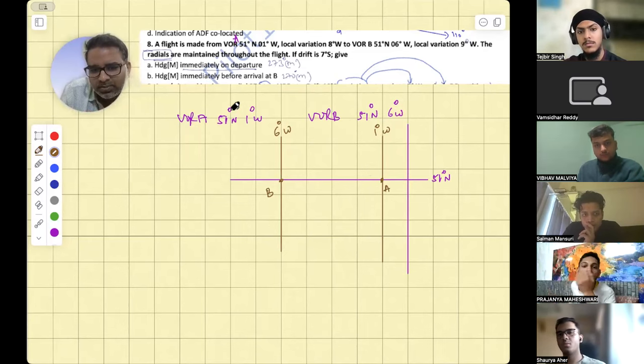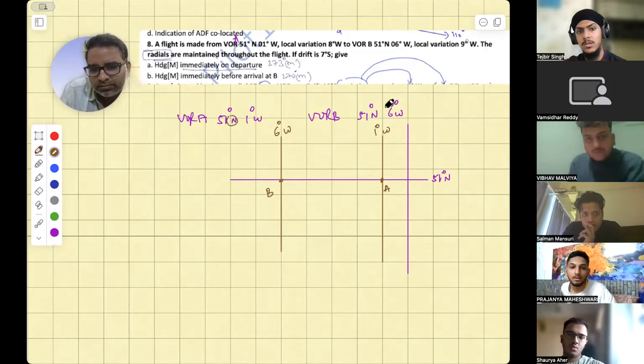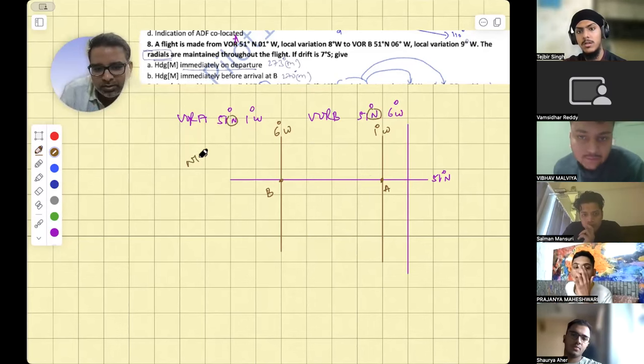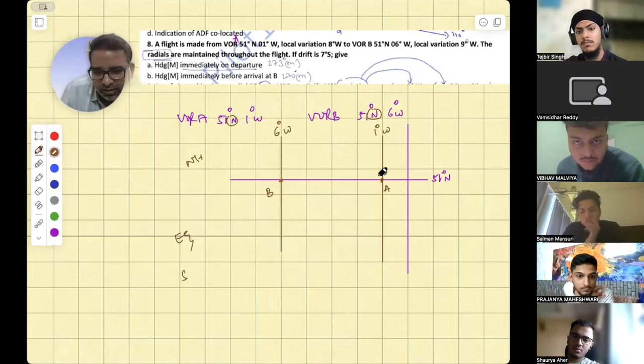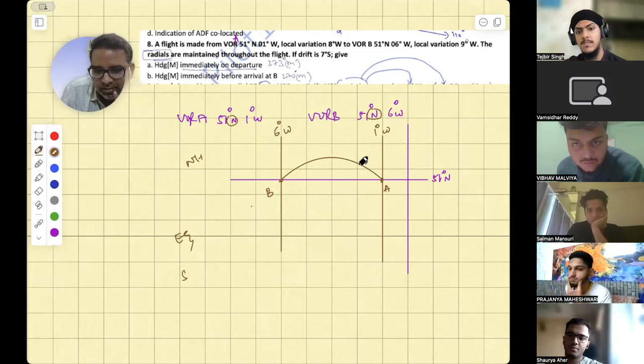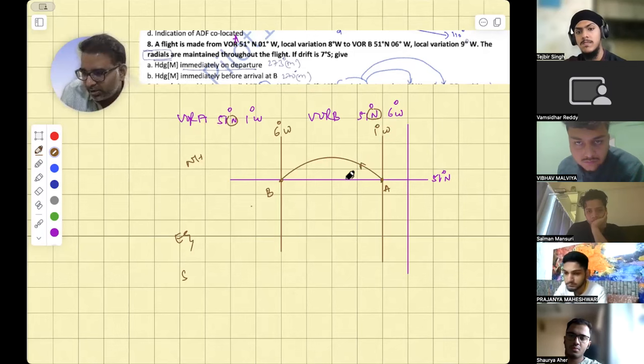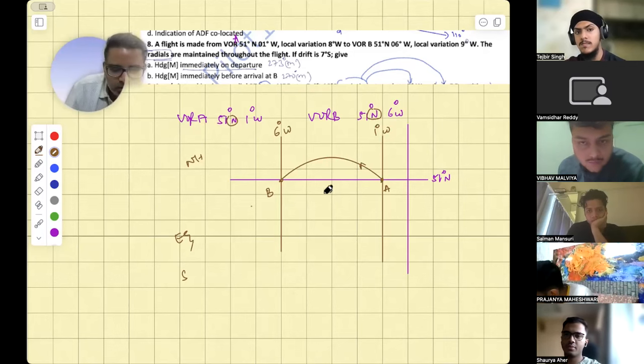Is it the northern hemisphere or the southern hemisphere? Northern hemisphere, because this is the equator, so this will be the southern hemisphere. So the aircraft, if it wants to go from A to B, will have to go like this, concave to the equator. Because this is the GC track. Did everybody understand this? Yes, sir.